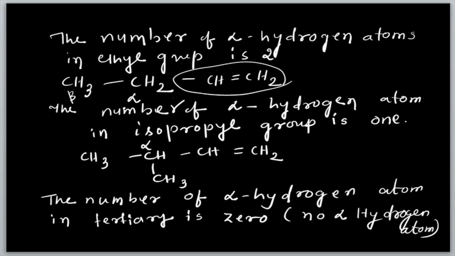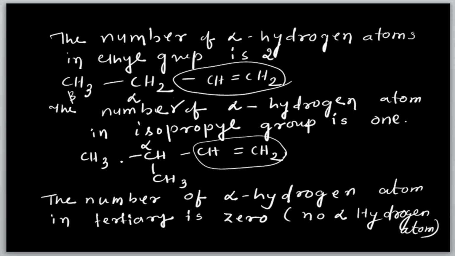In the methyl group, what do you observe? 3 alpha hydrogens. In the ethyl group, how many alpha hydrogens? 2 hydrogens. So now the number of alpha hydrogen atoms in the isopropyl group: isopropyl C, and this is again one system. This acts as one unsaturated system, and this is called alpha.